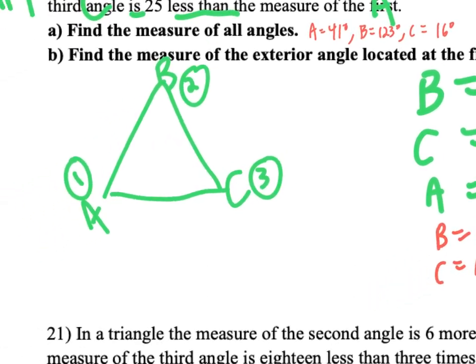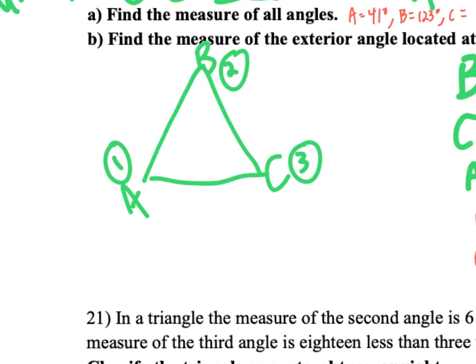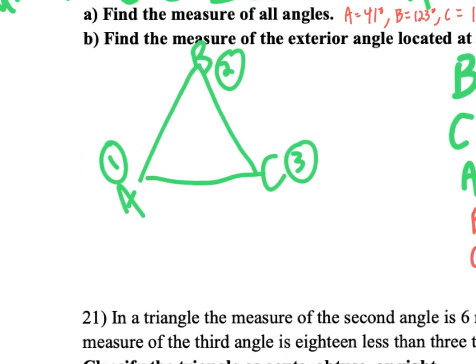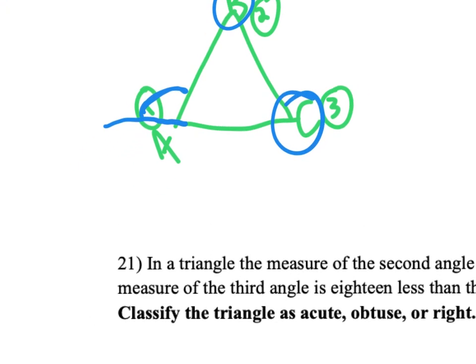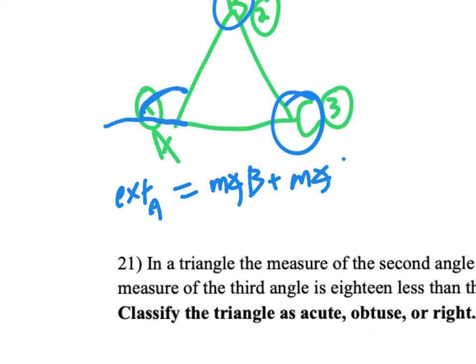So I need to find the exterior angle located at this angle A, right? So I'm just going to draw an exterior angle outside of here. I know that this exterior angle is going to be the sum of angle B and angle C, so I just need to add. So the exterior of A is going to be the sum of the measure of angle B plus the measure of angle C, because those are the remote interior angles to that exterior angle, right?